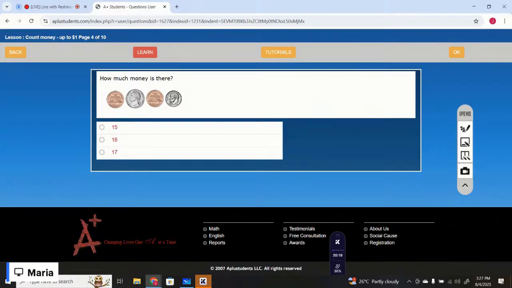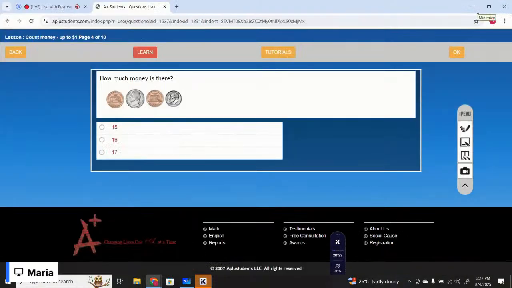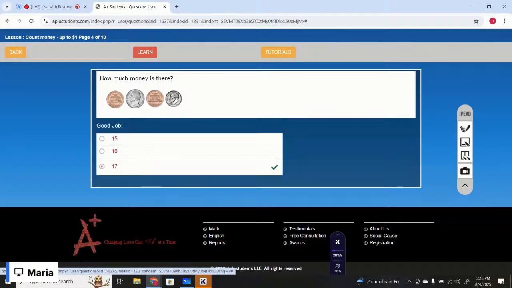How much money is there? I think they are old coins. These days, these coins are not used. How much money is there? That is 17. This is worth 10. This is 5 and 2, 17. It is option 3.